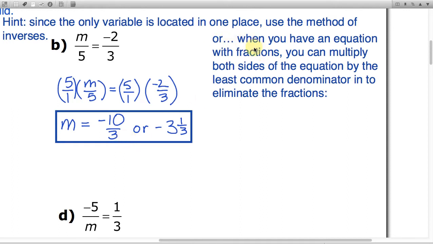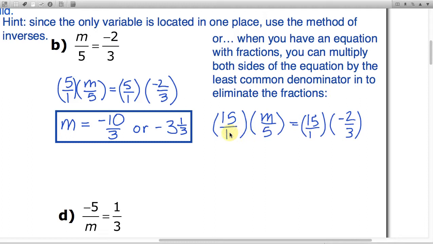So one thing to know is that when you have an equation with fractions in it, you can multiply both sides of the equation by the least common denominator in order to eliminate the fractions. So here we have two denominators. They are 5 and 3, and the least common multiple between them would be 15. So you could multiply both sides of the equation by 15 first.